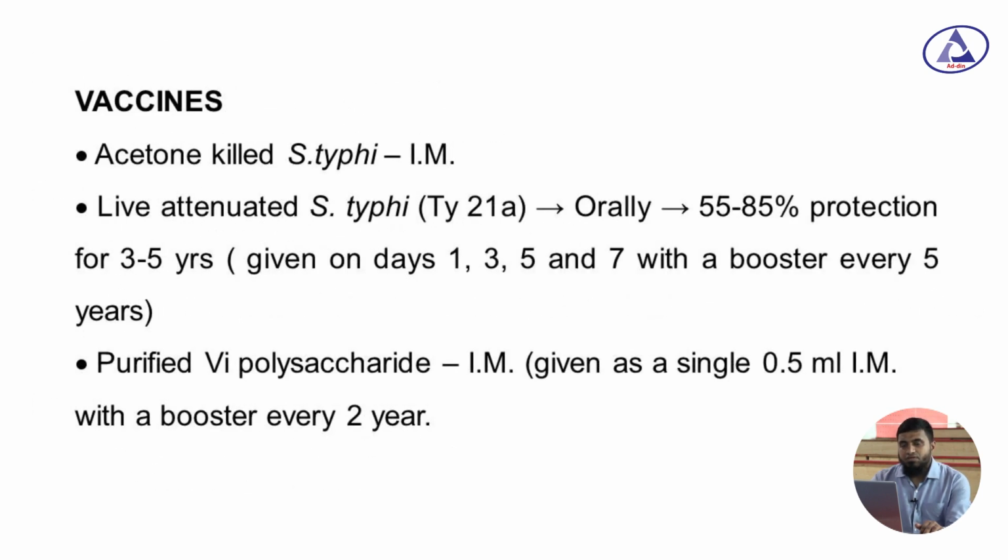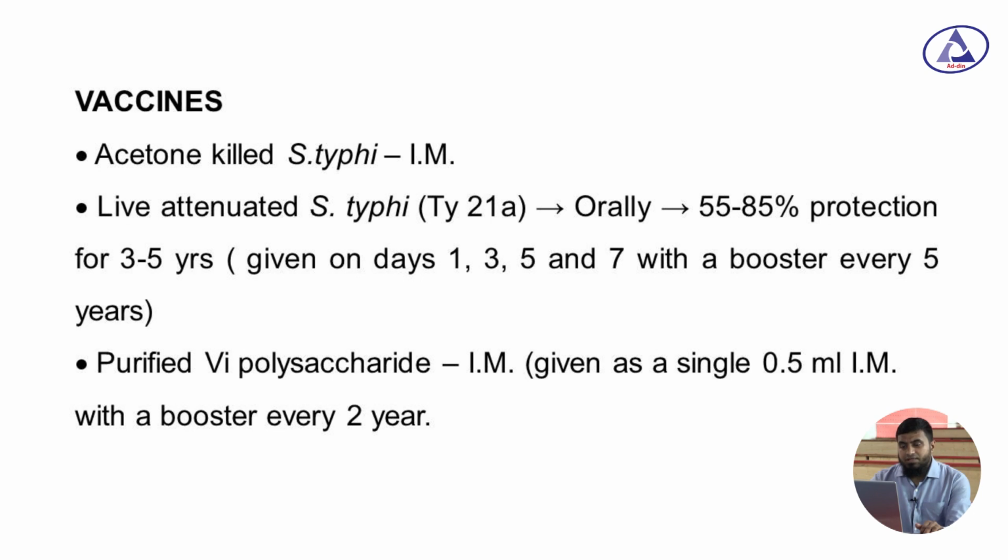Now, the vaccination. Killed Salmonella typhi vaccine, which is given by IM route, as well as live attenuated Salmonella typhi vaccine is available, which is given orally, and it is given on a schedule of days 1, 3, 5 and 7 with a booster every 5 years, and which gives 50 to 85% protection for 3 to 5 years.